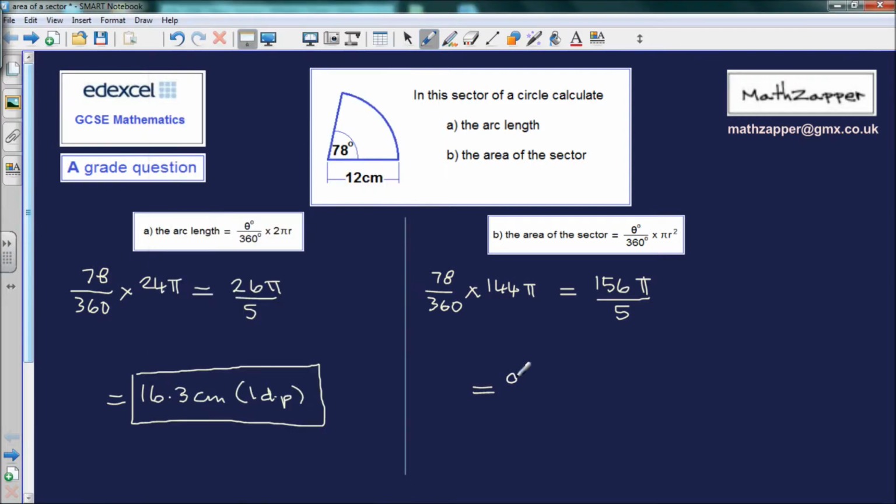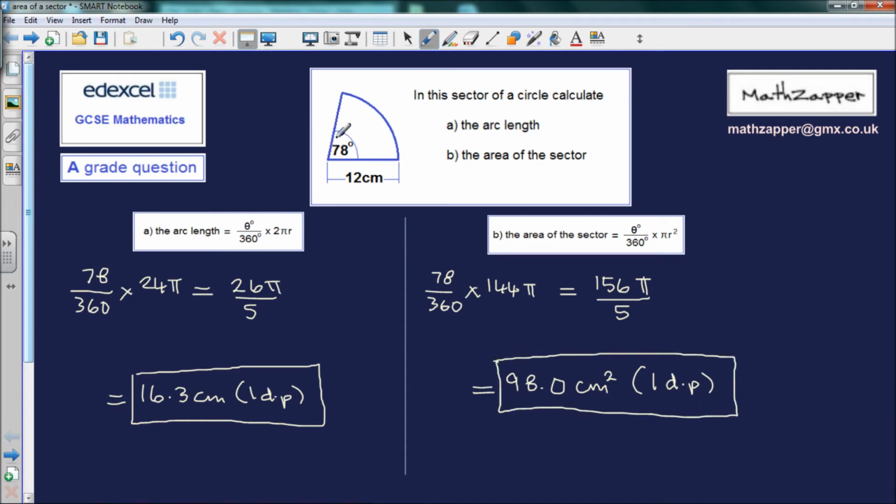So that gives us 98.0, but this time square centimeters. And again, still important, how many decimal places have we given the answer? 1. Put that in the answer, the final answer too. And there we are. The answer to the area of the sector is 98 centimeters squared.